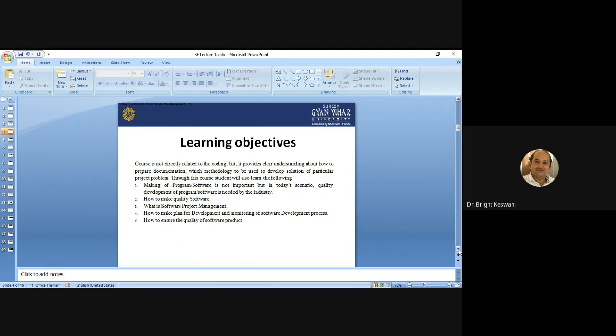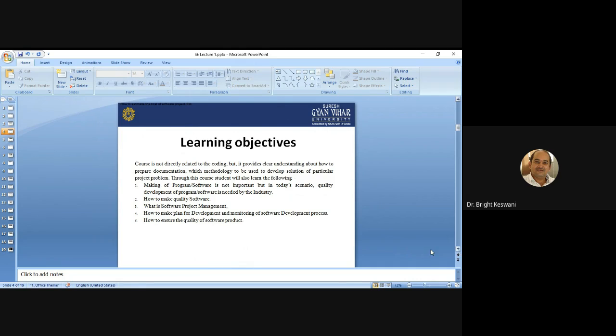Now these are the learning objectives of this course. The course is not directly related to coding, but it provides a clear understanding of how to prepare documentation and which methodology to use to develop a solution to a particular project problem. Throughout this course, the student will also learn that making a program or software is not enough; in today's scenario, quality development of software is needed by the industry. So learning software engineering is essential for a computer science student.